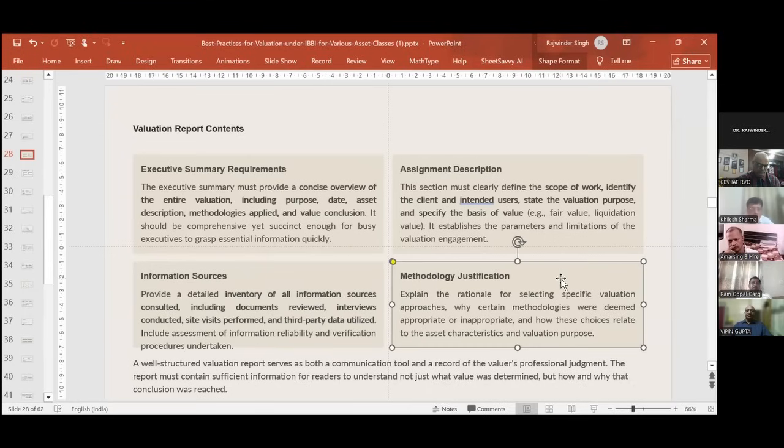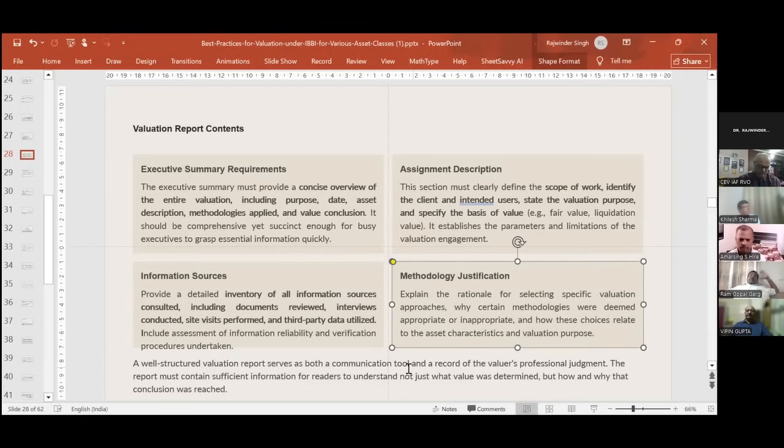So then you have to choose a particular method and then you have to justify why that particular method has been adopted by you. That you have to give as method justification in your valuation report. So explain the rationale for selecting a specific valuation approach, why certain methodologies were deemed appropriate or inappropriate, and how these choices relate to the asset characteristics and valuation purposes.